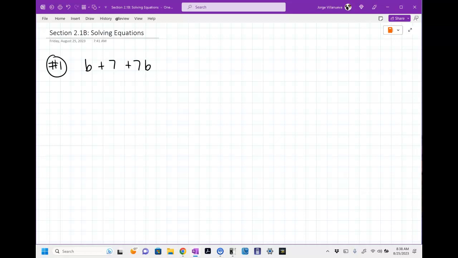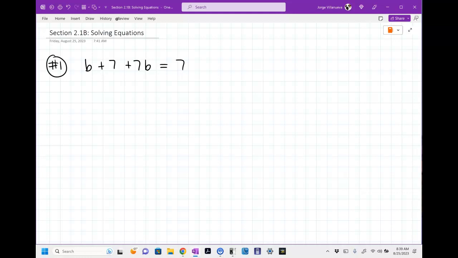Plus 7b is equal to 7, that's a lot of sevens, but there you go. So the very first one they're giving us is this, and they say solve. Okay? So since we have variables on the same side, you have to combine them, okay?